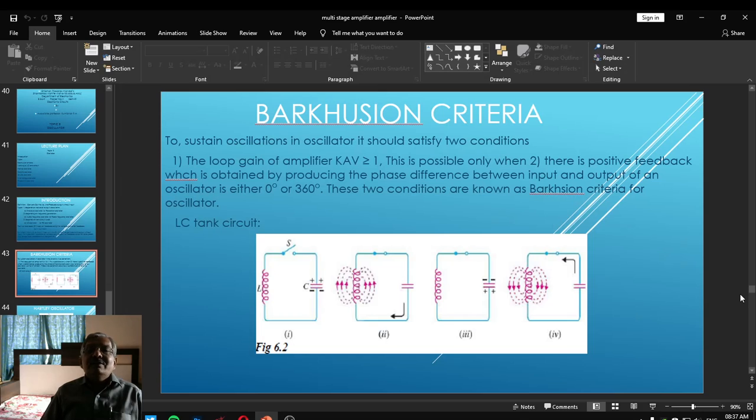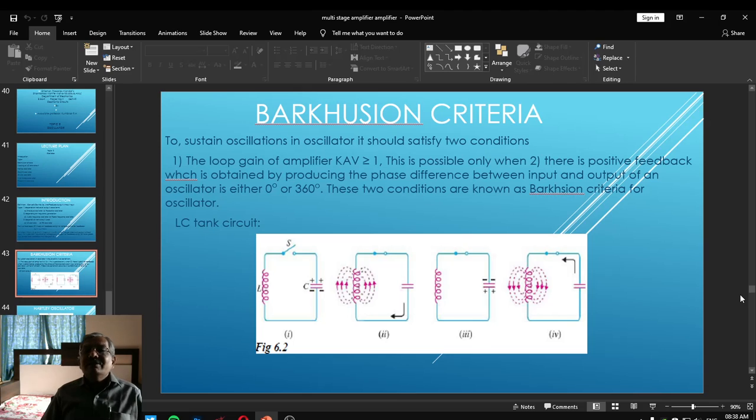In yesterday's lecture, we studied the definition of an oscillator, where we learned that an oscillator is an electronic circuit that converts DC into AC. It is the circuit that produces the output without any input.